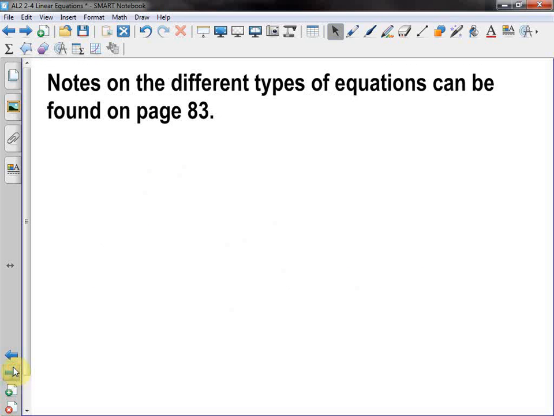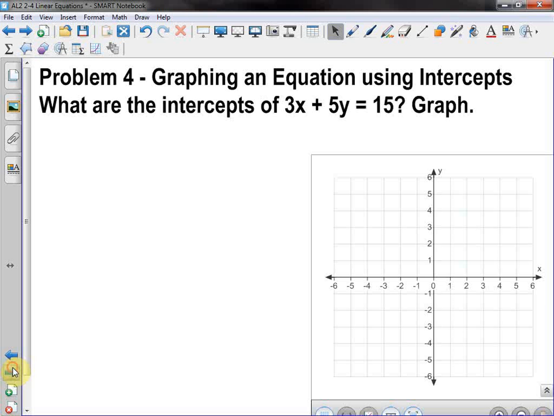Okay, there's some notes on page 83 about the different types of equations for lines. If you're confused about the different types and everything like that, you might want to copy down, like they have a little chart thing on page 83 in your notes. Okay, that might be something you want to do for test and quiz purposes. All right, now, 83? 83.